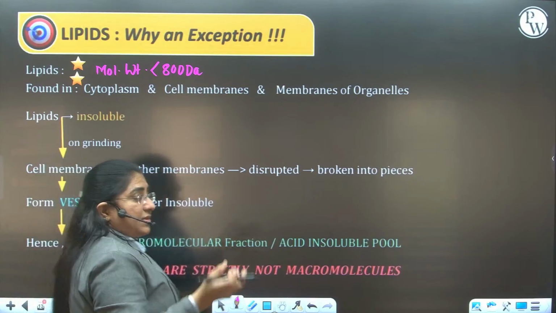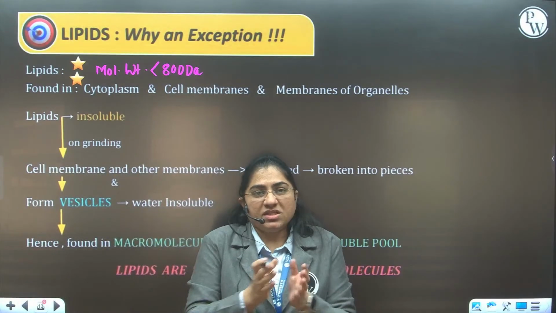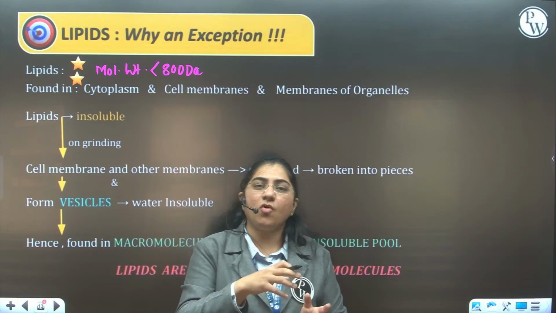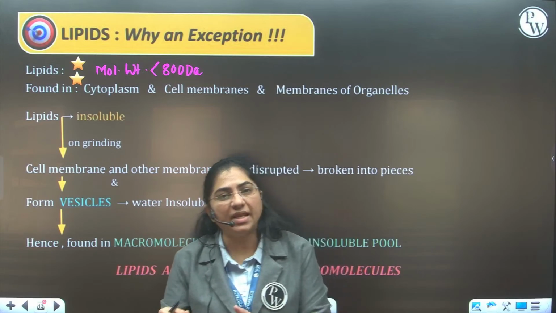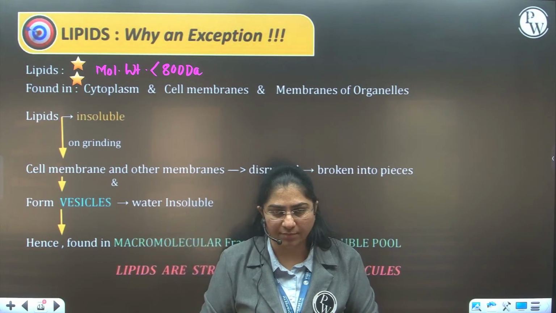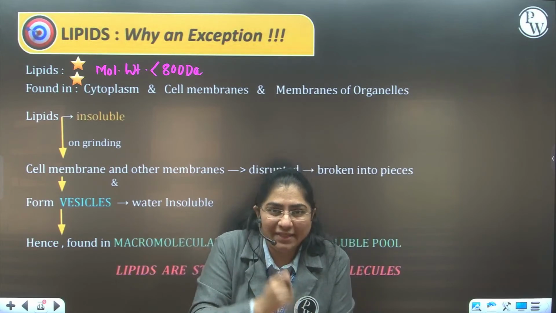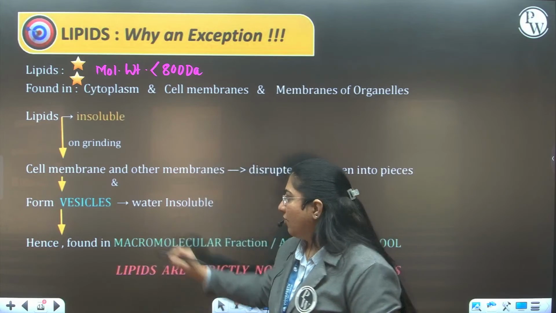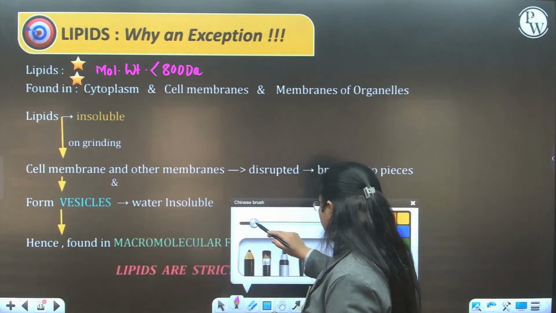Then why are they in the acid insoluble pool? See, when we talk about lipids, they are found in the cytoplasm. They form the cell membrane as well as the organelles' membrane, as you've studied in the cell chapter. When we grind it, it forms small spherical structures, which we call vesicles.